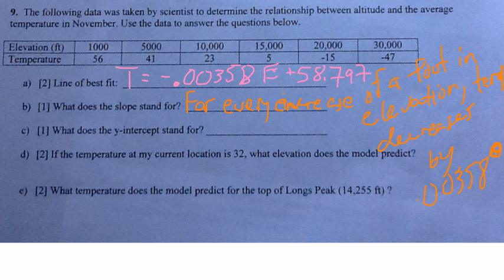The key with the interpretation here is knowing rise over run and using my units correctly. So this tells me that for every increase in a foot of elevation, the temperature decreases, and I know it decreases because it's got a negative. It decreases by 0.00358 degrees. I'm going to hit pause and erase that, so make sure that you're good with that.